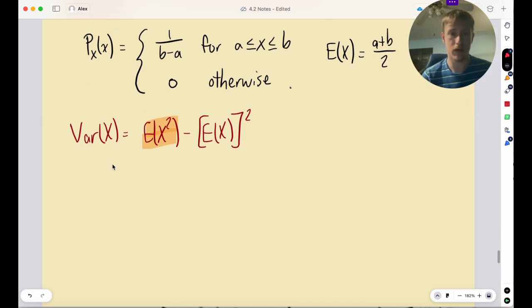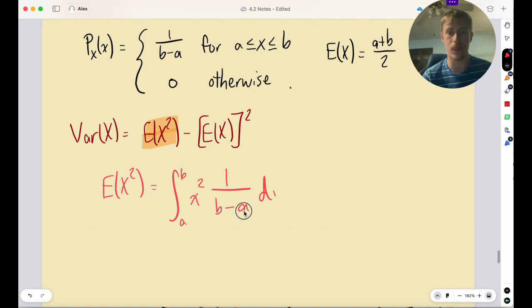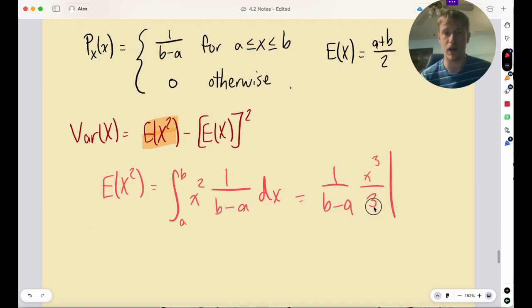So the expected value of x squared is going to be the integral. We can skip the minus infinity to infinity. We know it's going to be from a to b of x squared times the probability density function. But then we're going to pull the same trick, right? Pull out the 1 over b minus a, and integrate this. So it's going to be 1 over b minus a times the integral of x squared, which is x cubed over 3, evaluated from x equals a to x equals b.